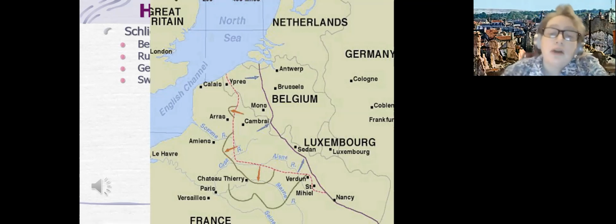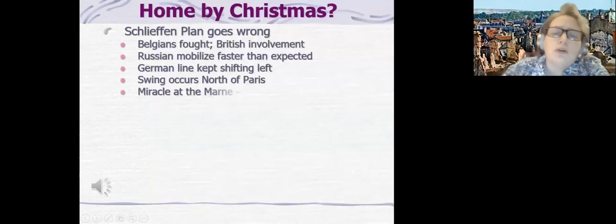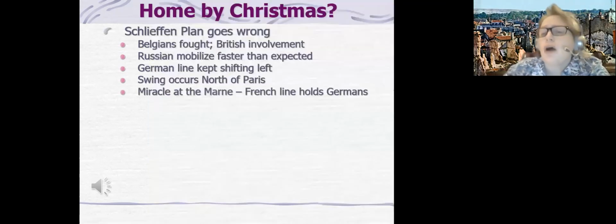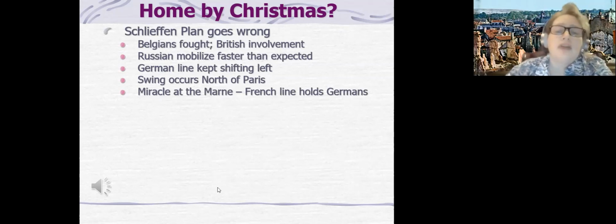And right through here, and you'll see the Marne River right through here, the Germans are advancing, and in what is known as the Miracle of the Marne, the French line will actually hold. They will manage to keep the Germans from entering Paris and going any further into France for the time being. That line there north of Paris is pretty much where the fighting's going to stay.